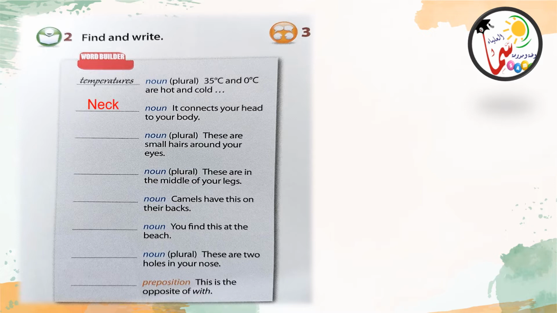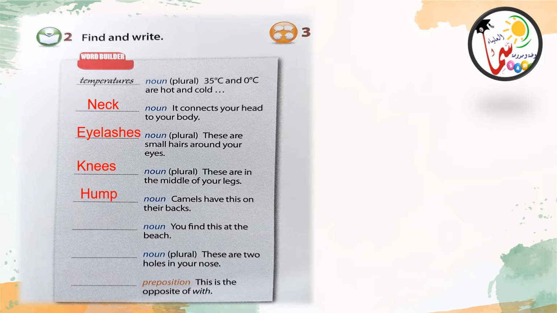Neck. Next one, noun, plural. These are small hairs around your eyes. Eyelashes. Next one, noun, plural. These are in the middle of your legs. Knees. Next one, camels have this on their backs. Hump.